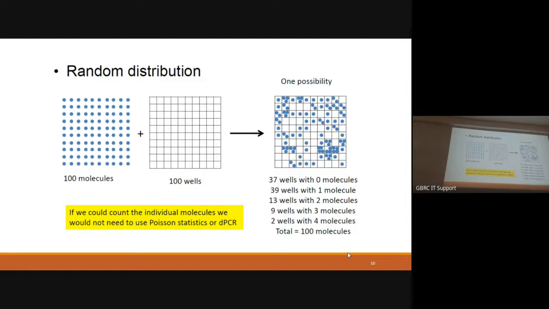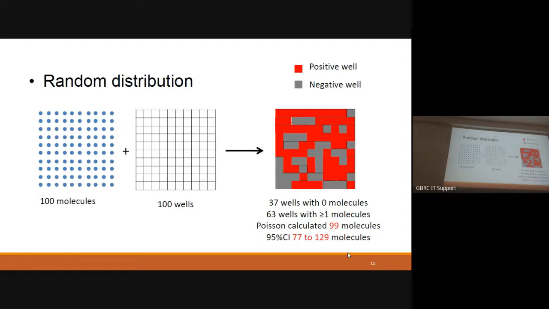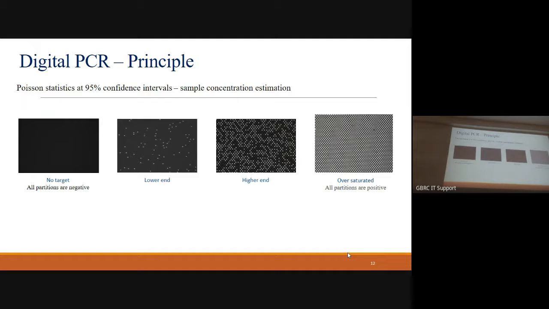Here we cannot count individually, so we need the statistics. Digital PCR works with Poisson distribution statistics, and this is the distribution pattern it follows. Suppose the red one is a positive well, where fluorescence has been detected, and the gray one is a negative well, where there is no fluorescence. Some wells have no amplification, and some wells have more than one copy. According to that, the 95% confidence interval will be calculated.